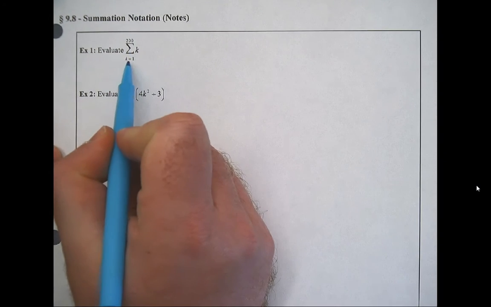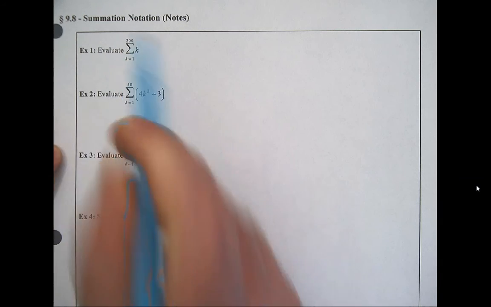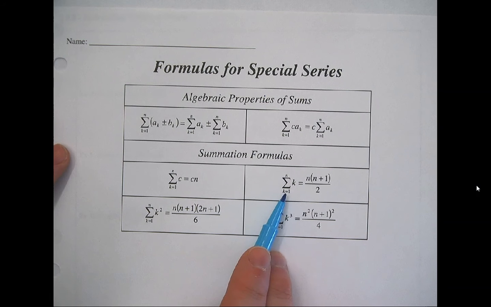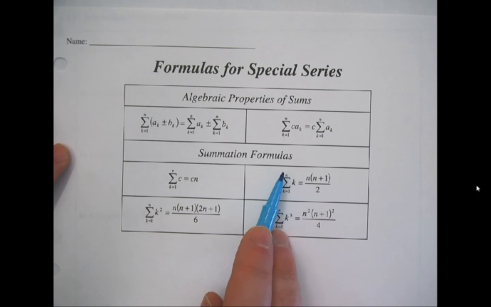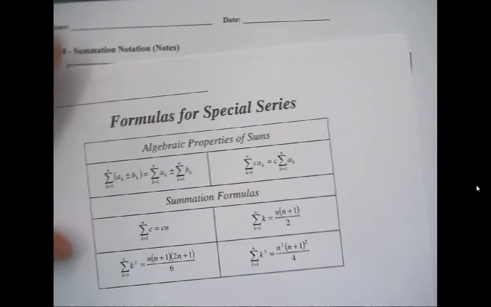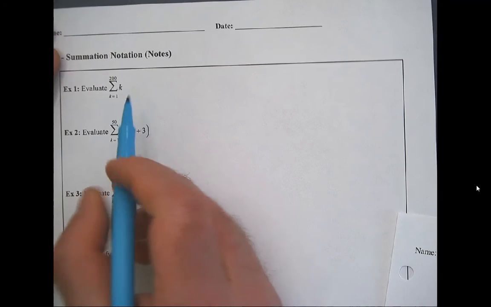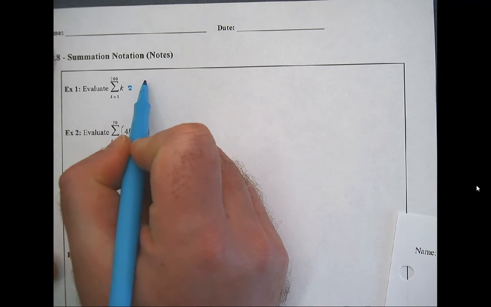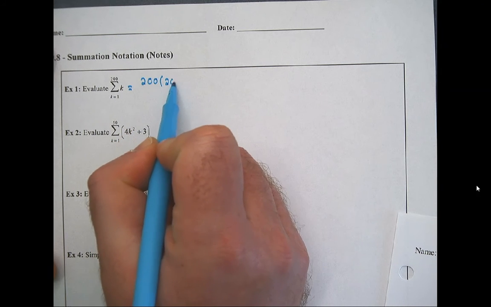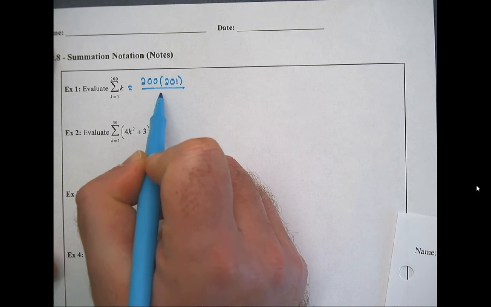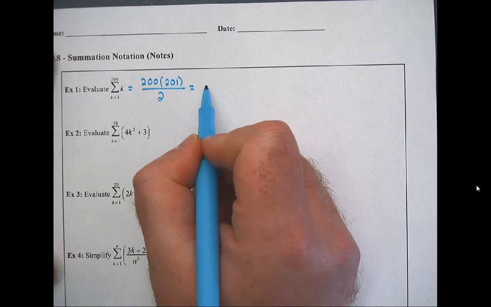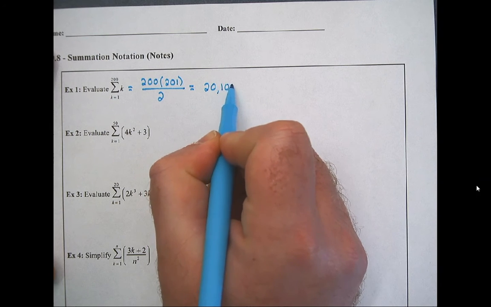So we're going to evaluate the sum of all the numbers from 1 to 200 of k. Now I want to look at my cheat sheet and find one. Yep, okay, there it is, the sum of just k. So it's whatever this number is times that number plus 1, divided by 2. For us, that's 200. So our formula would be 200 times 200 plus 1, which would be 201, divided by 2. Then we would grab our calc, type it in, and get 20,100.